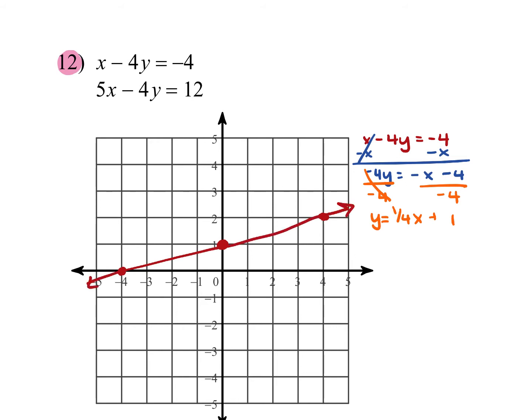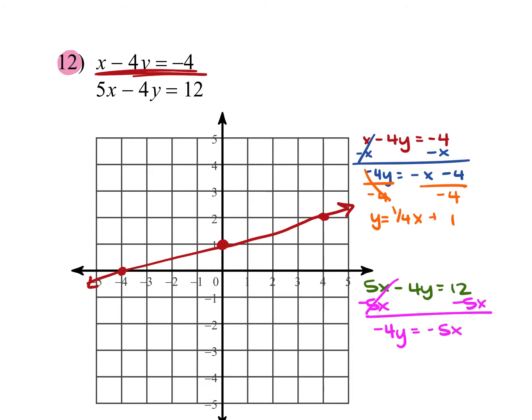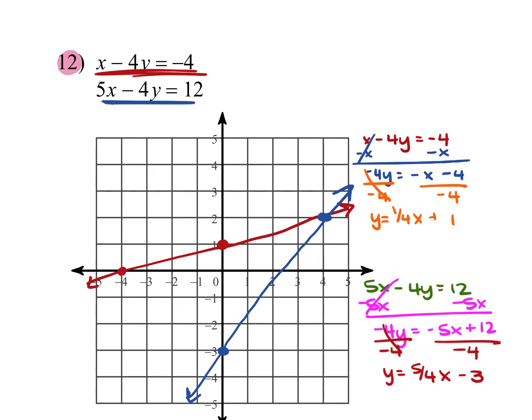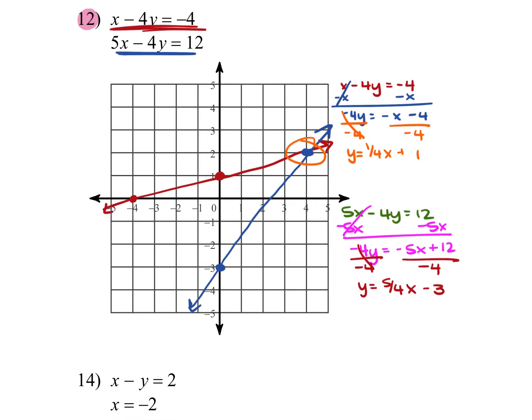And then work on the second function. The second function, you have 5x minus 4y is equal to 12. We solve for y, moving the 5x to the other side by subtracting it from each side. We have negative 4y is equal to negative 5x plus 12. Then divide each side by the negative 4. So we have y is equal to 5/4 x minus 3. So we have a y-intercept of 0, negative 3. Then we're going to go up 5 to the right 4. We draw a line through those 2 points. And we see that the intersection point here is 4, 2.